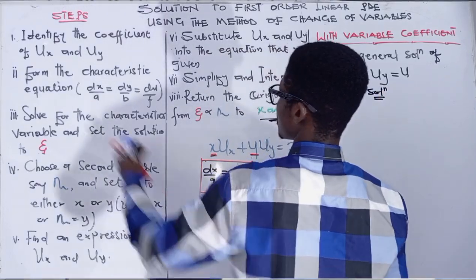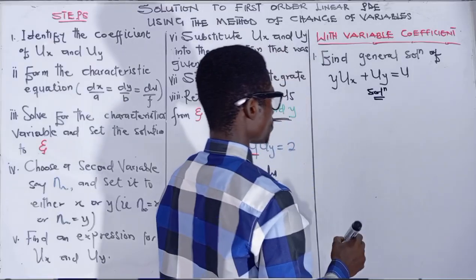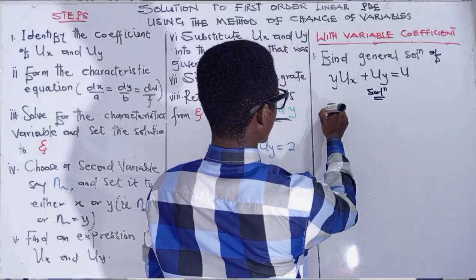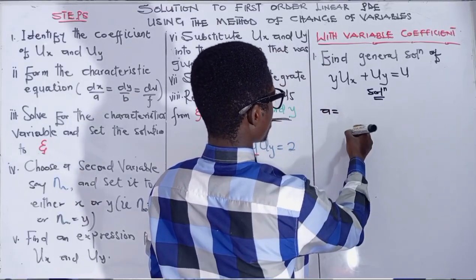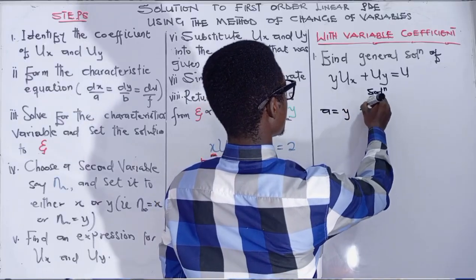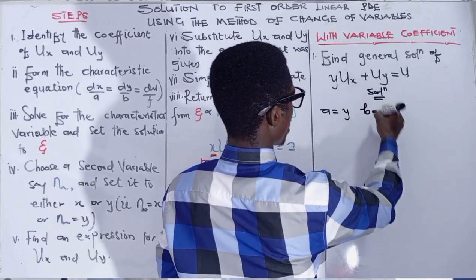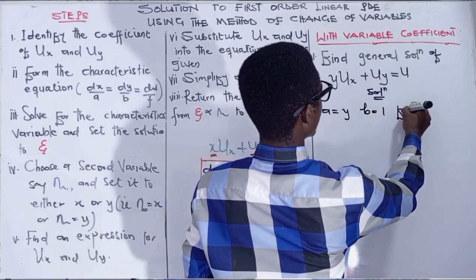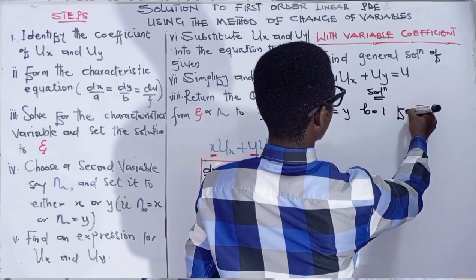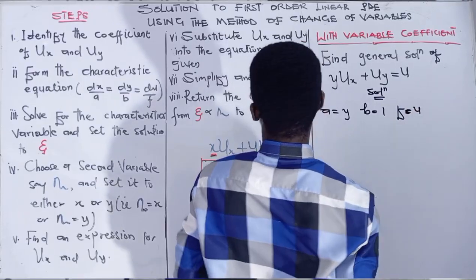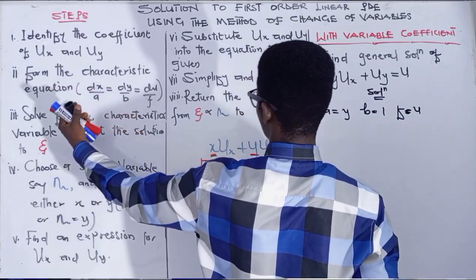So the first step is to identify the coefficient of ux and then uy. From the question, our a, which is the coefficient of ux, is y, and our b, which is the coefficient of uy, is 1, and then our f is the function on the right hand side, which is u. So once you are done, you form the characteristics equation.